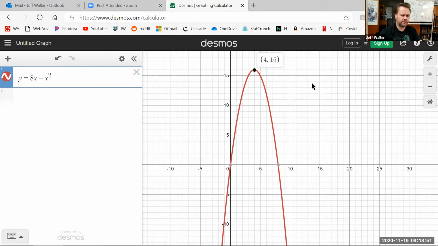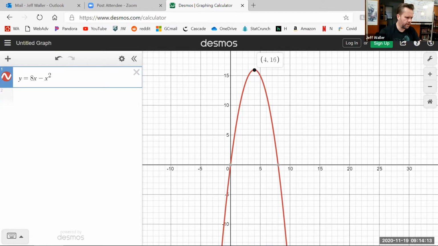If I said, what's the maximum value of this? You would say it's 16. That's the highest output that it gets. Obviously, if it opens up, it would have a minimum, a valley. If it opens down, it has a maximum.